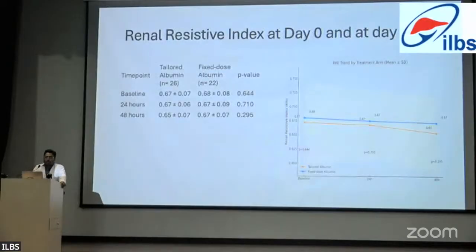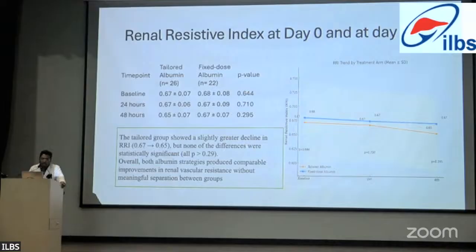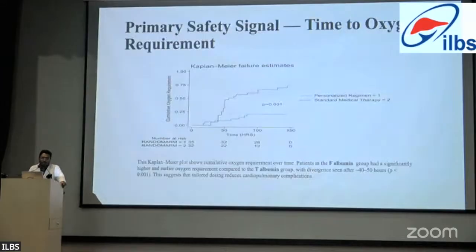We have also done the renal resistive index with the help of the resident in the radiology department, where we have done this in 48 patients, and the tailored group showed a slightly greater decline in the renal resistive index, but none of the differences was statistically significant. We need to enroll more patients for further evaluation of the renal resistive index and the renal hemodynamics in these patients. So time to oxygen requirement is earlier and higher in the patients of the fixed dose albumin in comparison to the patients who are on the tailored or personalized regimen.